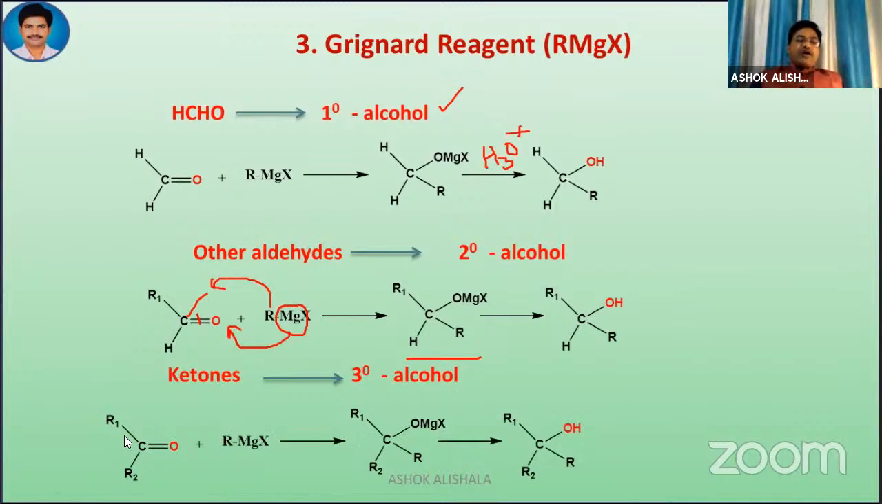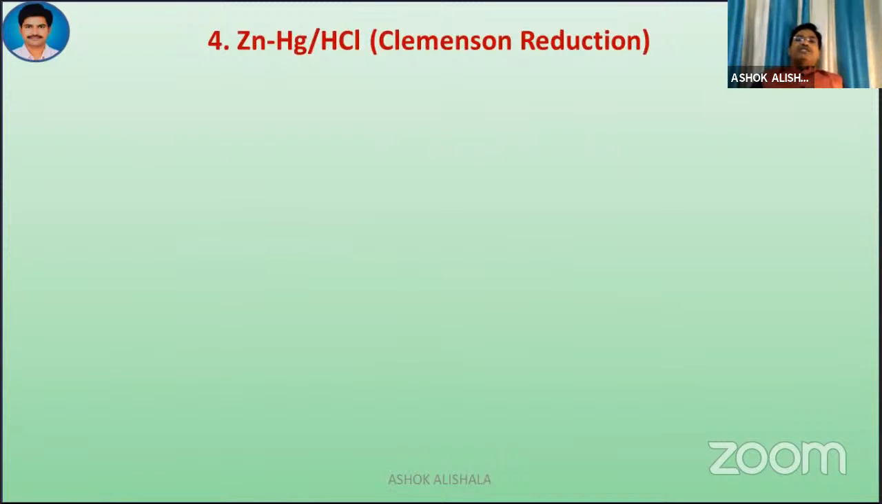When it is treated, two alkyl groups are already there. One more alkyl group is added from the Grignard reagent. Finally, you will get the tertiary alcohol as the product. Now, zinc amalgam and HCl. This is called Clemmensen reduction.